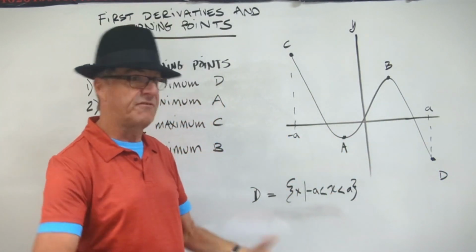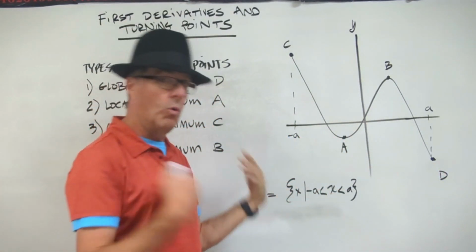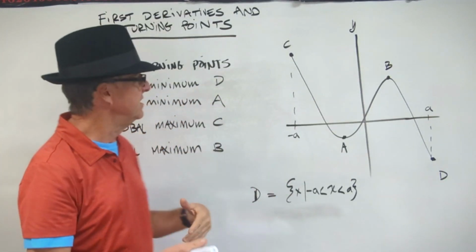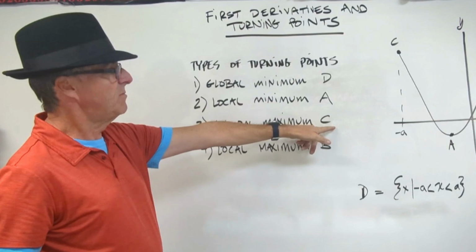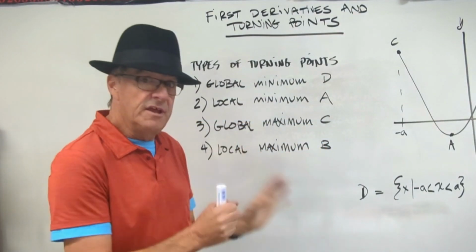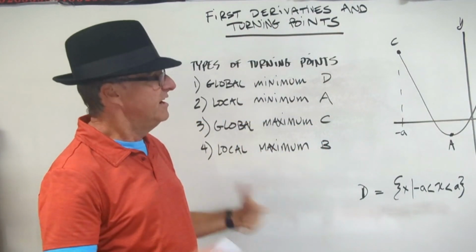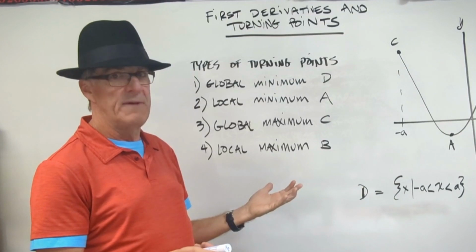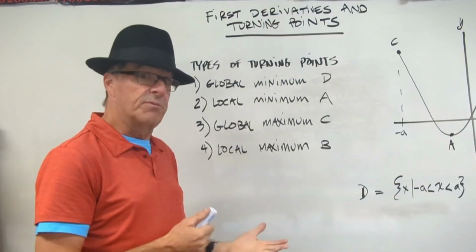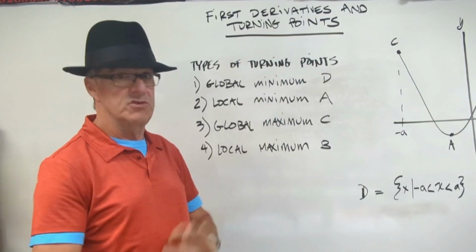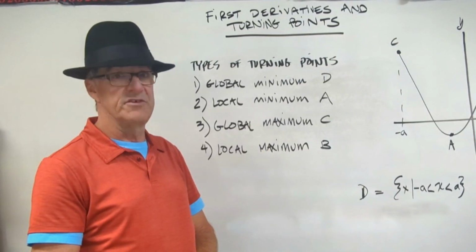By global, it means for the function as a whole, what's the max or what's the min? So I added these here, global minimum at D, global maximum at C. So this is a little contrived in that this function doesn't have a global maximum unless you restrict the domain. So when you do the problems in this set, make sure you pay attention to the instructions on the domain.